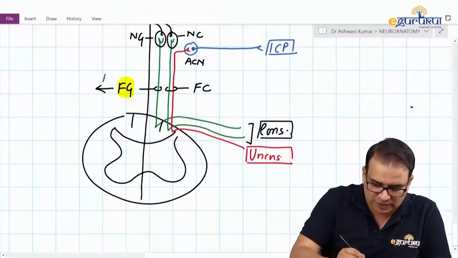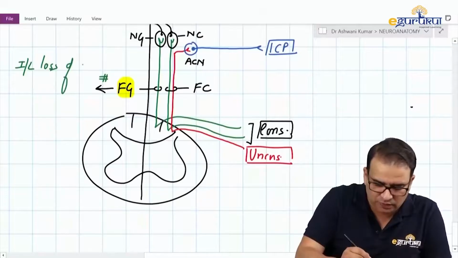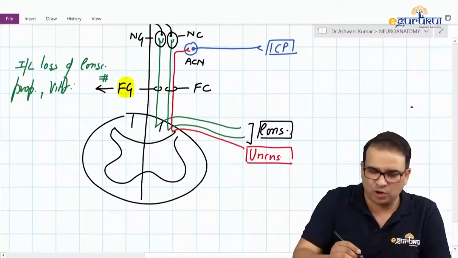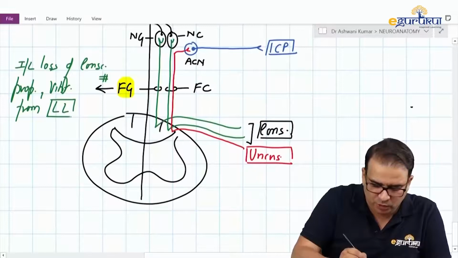If there is injury to fasciculus gracilis, there will be ipsilateral loss of conscious proprioception, vibration, etc., whatever is there in the dorsal column tract. From where? From the lower limb. That's the main point, from the lower limb.